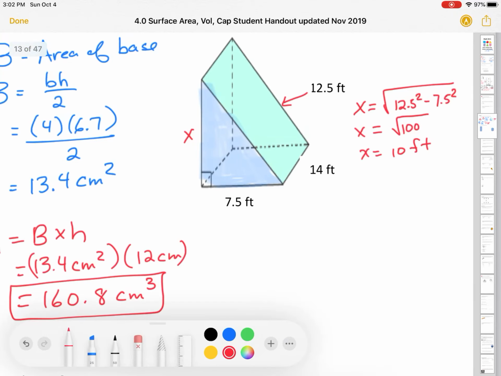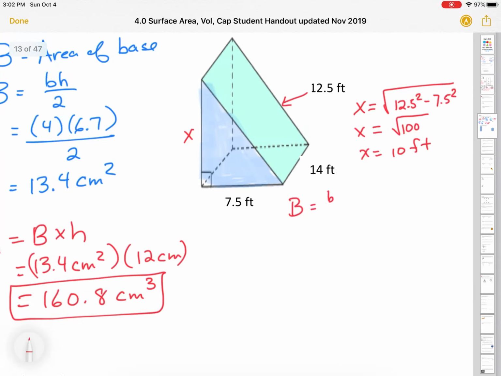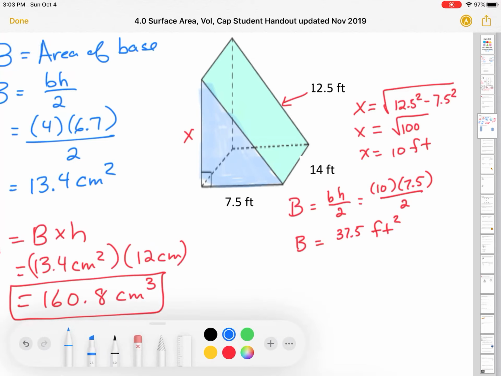So to find our area of that base, it's equal to base times height over 2, which is 10 times 7.5 divided by 2. Let's figure that out. Now you'll see I like to split them up. Some people like to mush it all together. If you can consistently get them right while smooshing them all together, that's fine. But sometimes it's easier, if you've made a mistake, to find your answer if you've separated it. So the area of the base is 37.5 feet squared.